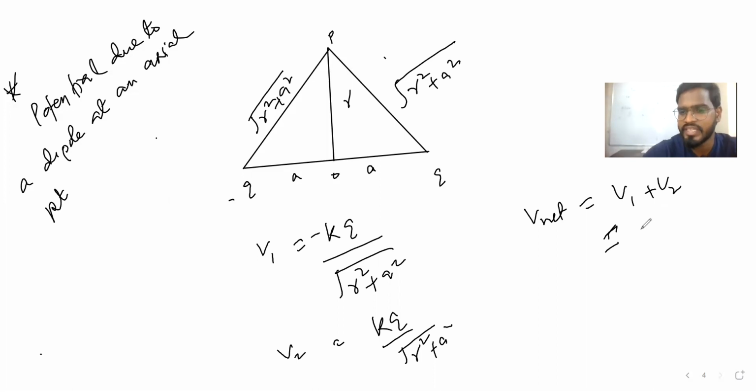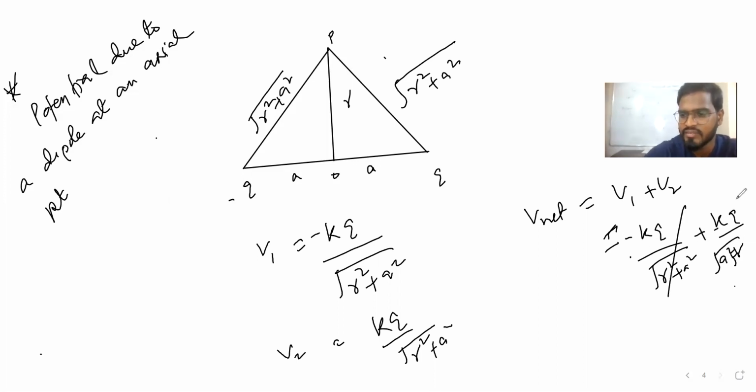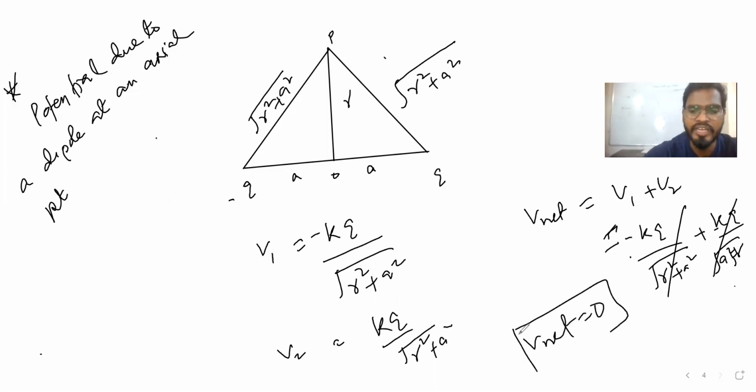So net potential is minus KQ by root under R square plus A square plus KQ by root under R square plus A square. One is positive, one is negative, so they cancel. Net potential at an equatorial point is 0. Finished. Hope you guys understood.